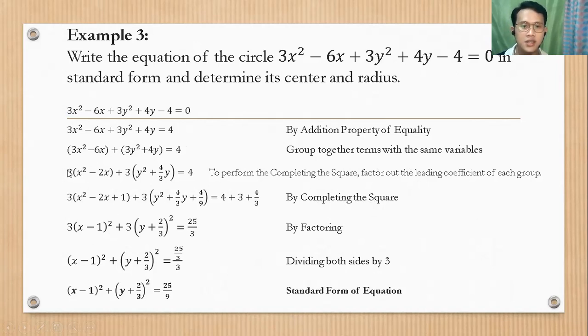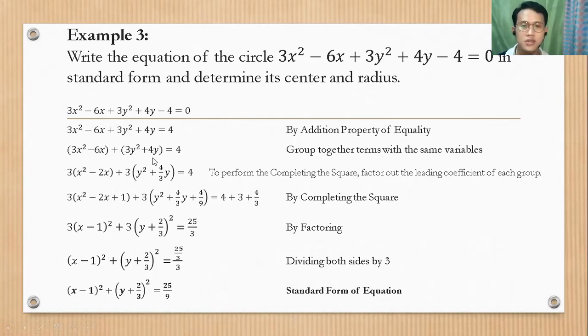Factoring out the 3, since our leading coefficient for the x's here is 3, factor out 3, and what remains will be x squared minus 2x. Why 2x? Because -6 divided by 3 is -2.